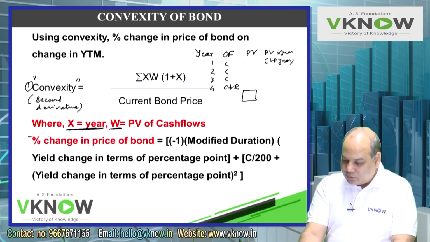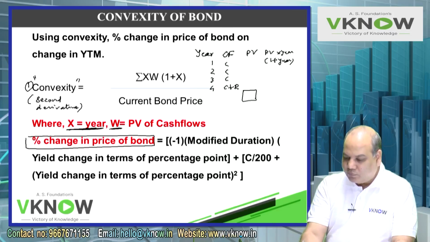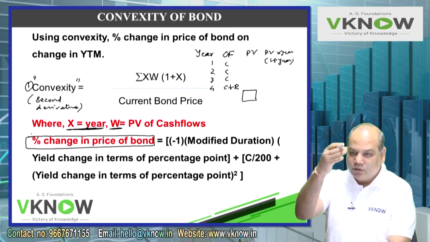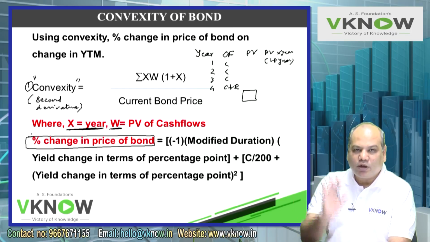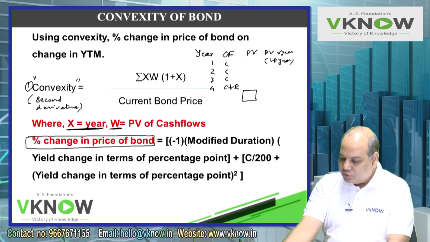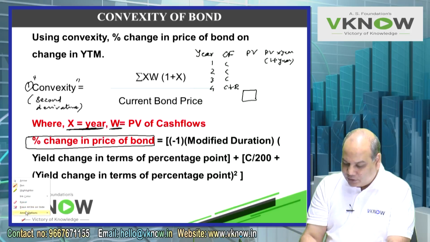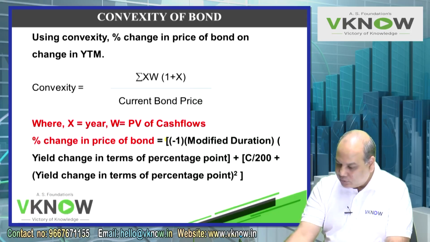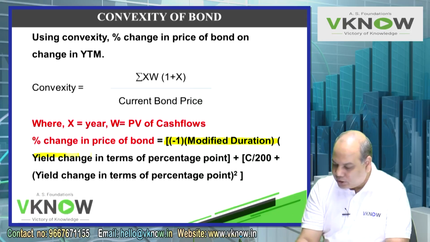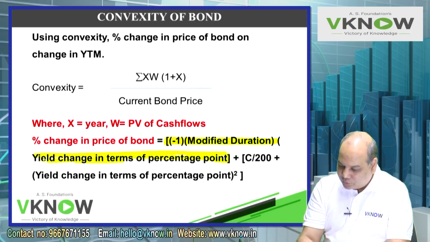Now, next task is how to use convexity to calculate the percentage change in the price. First you find convexity, so that it will try to fix the gap between the modified duration line and the curve. So look at this formula carefully. It is minus modified duration into yield change in terms of percentage point. Now first I will erase and then I will explain only this portion. If you look at it, this gives you the change in the price of the bond.